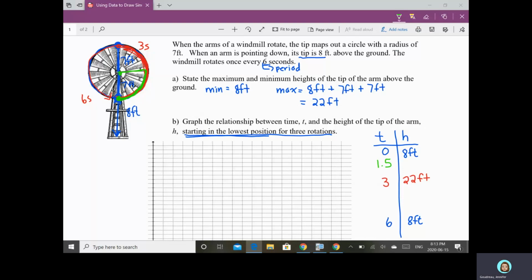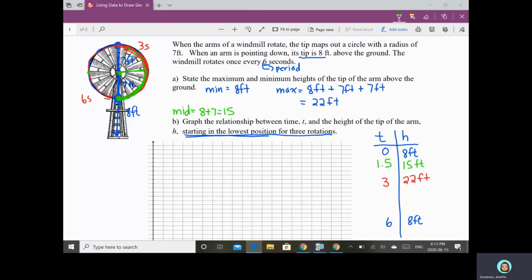We're at the center. So what we're going to add there is the 8 feet that we are above the ground plus the 7 feet diameter. That would give us 15 feet. So here we're asking for the minimum and the maximum. We might even say, where's the midline? And it would be at 8 plus 7, the minimum height plus the radius. So 15.